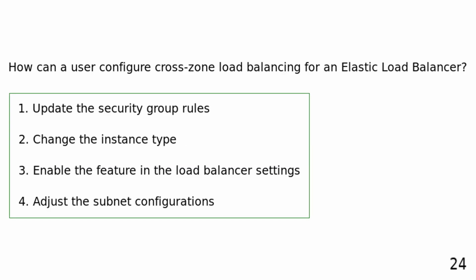How can a user configure cross-zone load balancing for an elastic load balancer? Update the security group rules. Change the instance type. Enable the feature in the load balancer settings. Adjust the subnet configurations.